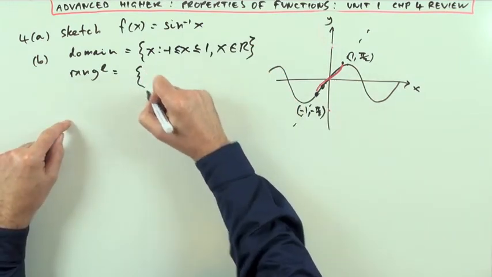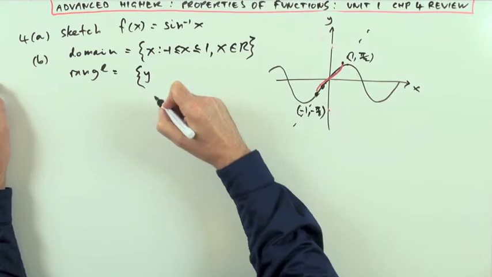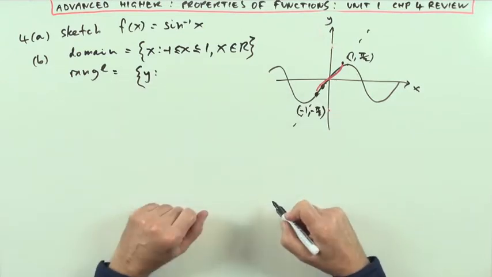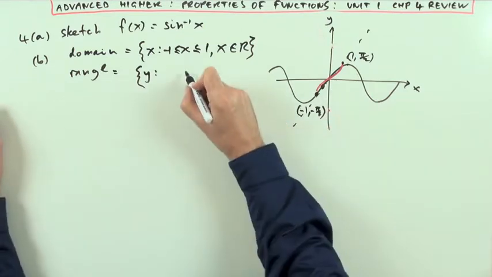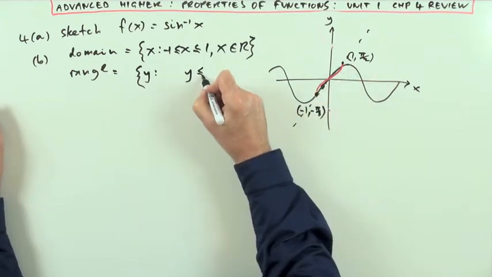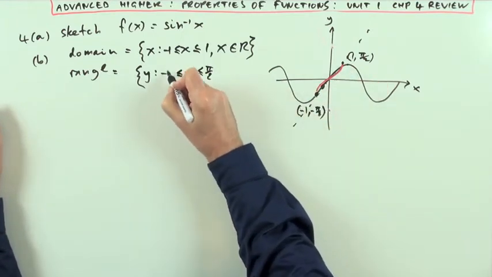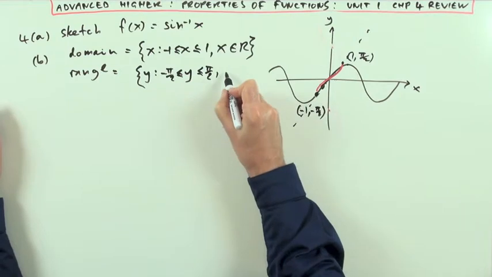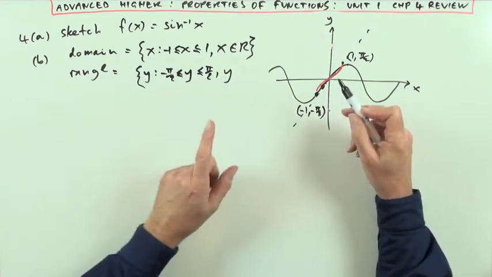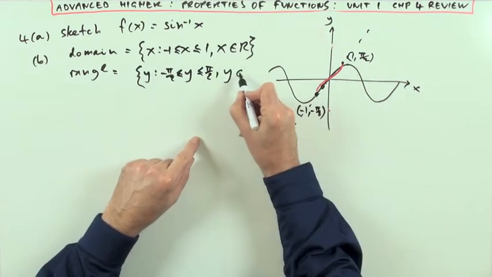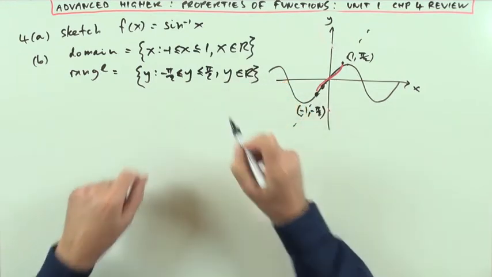What do you get out? I'll call it y, but you can just call it x again. You get out the numbers y such that y can be anything up to pi upon 2 or down to negative pi upon 2, and there's no reason not to have anything in between, so y can then be any real number within that interval.